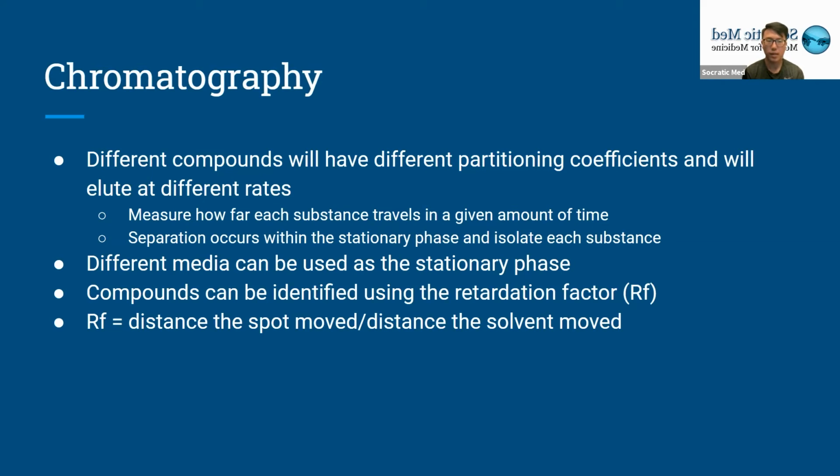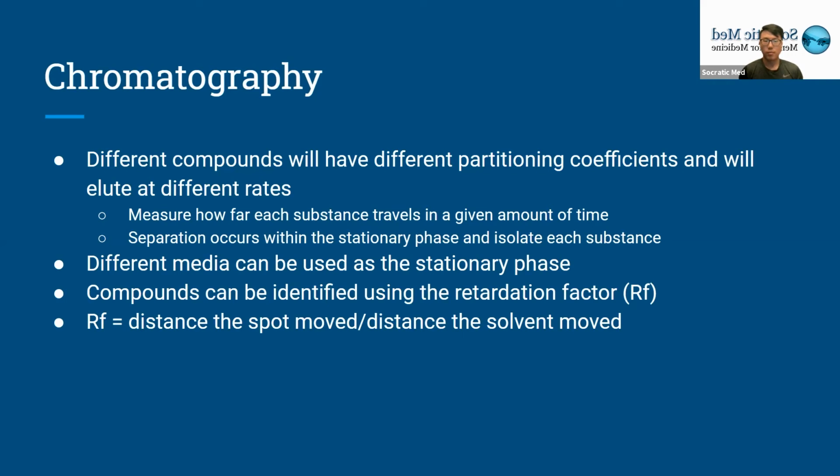The RF signifies the differences between the compounds based on the distance that the spot moved and the distance the solvent moved. So when you're doing chromatography, the bottom number, the distance the solvent moved, will be the same for each compound in that chromatography sample, but the distance that the spot moved will differ based on each different compound.